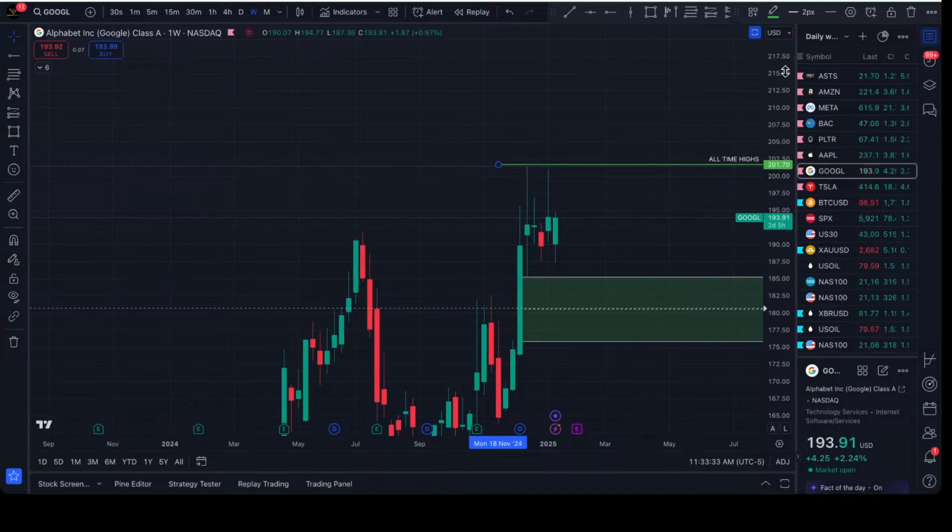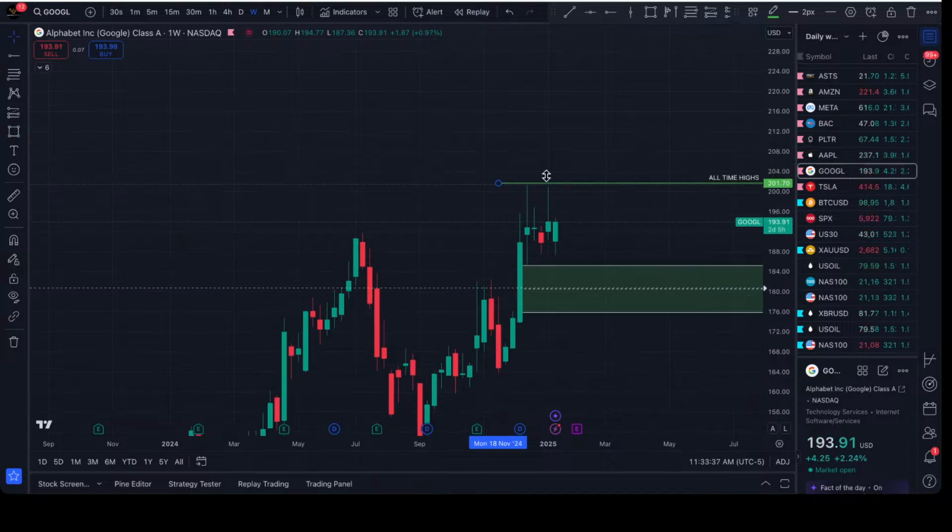Now remember, what does the market do? It's either taking out liquidity or it's filling in an inefficiency. We've already taken out all-time highs. This candle right here, this is a weekly candle. It took out all previous highs, so we've taken that liquidity. What has it not done? It has not filled in an inefficiency. So that's the first inefficiency. And there you go, there's your first tier. Right across the consequent encroachment, you set an alert.